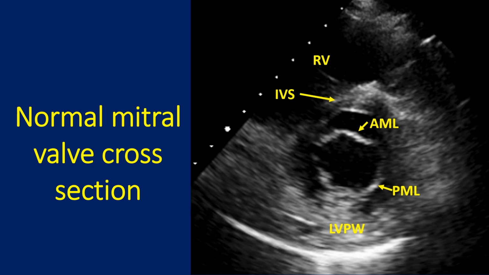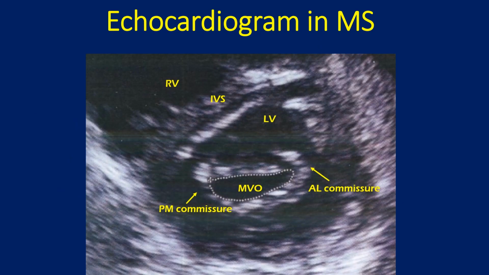The leaflets of a normal mitral valve are thin, pliable, non-calcified and open well in diastole with a valve area of 4 to 6 square centimeter. Opening of a normal mitral valve may be reduced in low cardiac output states even without significant mitral stenosis. Echocardiogram in mitral stenosis showing commissural fusion.